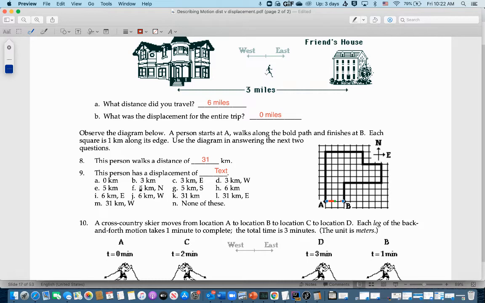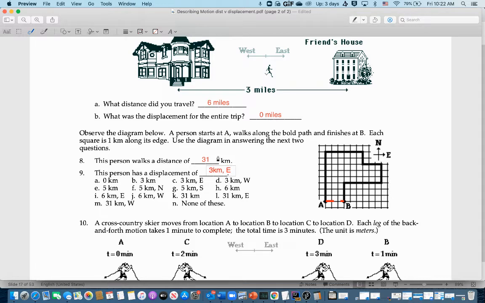Because remember, displacement has a direction as well. So where am I from my initial spot? Our direction is from our initial. Well, I'm 3 kilometers east. Okay? Now that's going to be answer C right here, because I am 3 kilometers east of where I started. All right, and that's my displacement here.